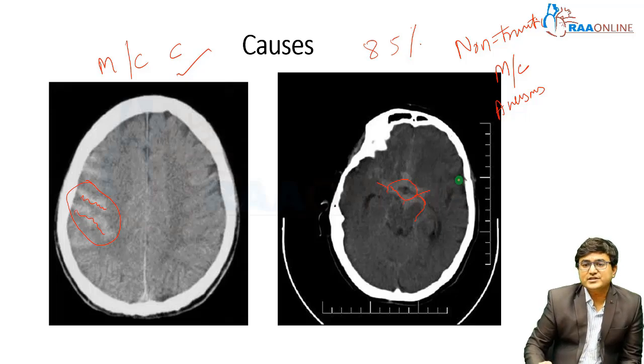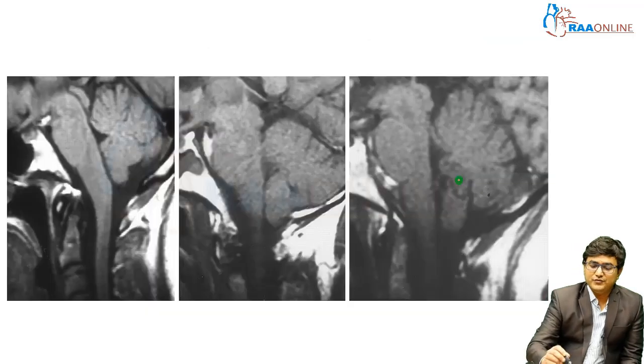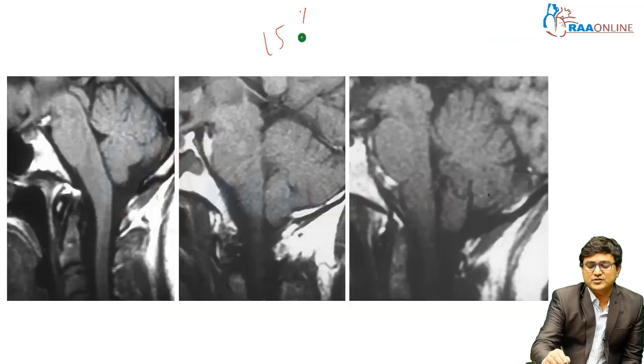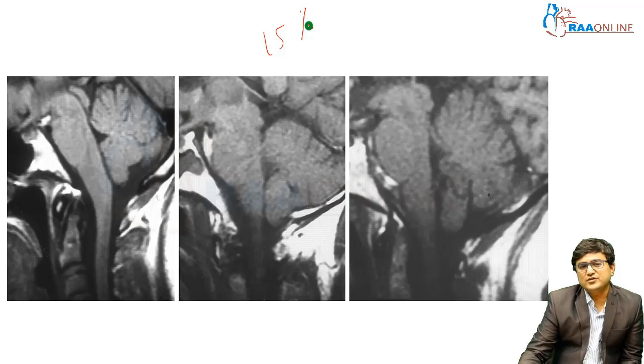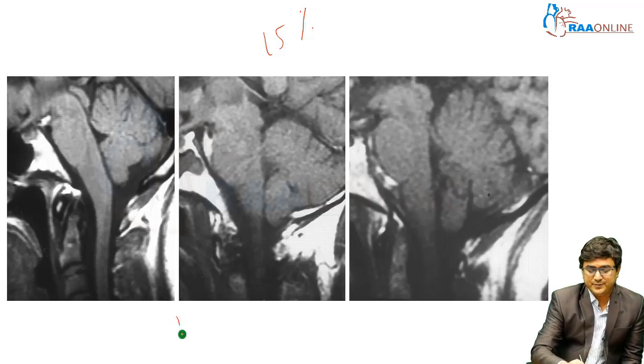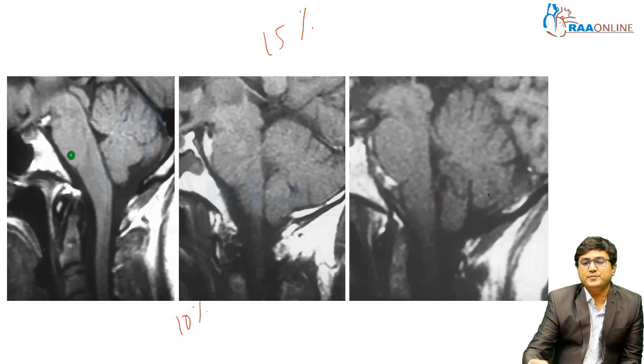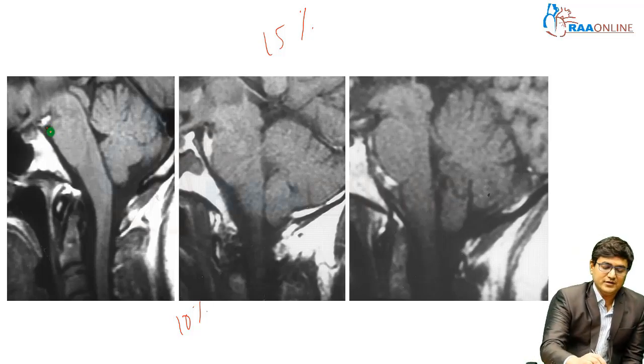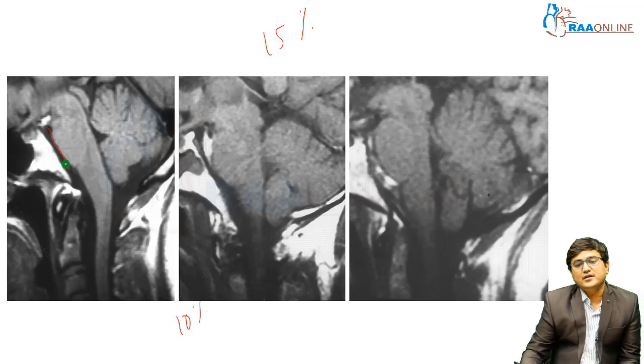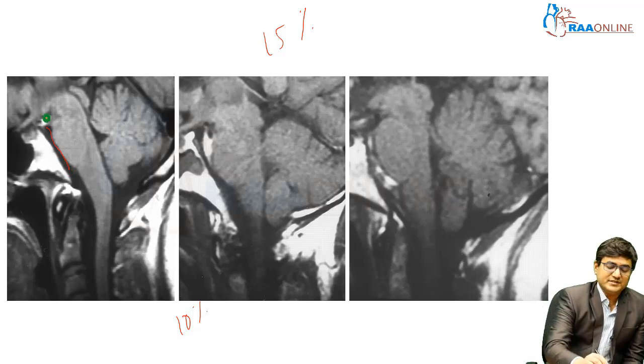So, as I mentioned, 85% of subarachnoid hemorrhage in non-traumatic cases is because of aneurysms, but 15% of them can be because of other causes. In 5% of them, we really do not know what the cause is, but in 10% of cases, it can be because of pretruncal SAH. By pretruncal, we mean the prepontine and the perimesencephalic cisterns.